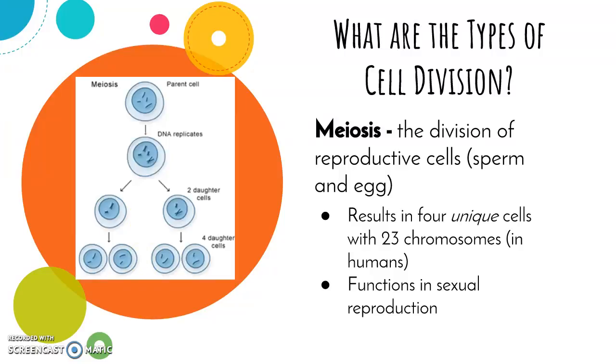This is just for humans. If I'm a fish, I'm going to have a different number of resulting chromosomes, but it'll still be half of the original chromosomes as the parent cell did. This is what allows for us to have so much variation in our species, is the new cells are completely unique from what the original cell was. The only time this is going to happen is for sexual reproduction, so in order for an organism to be able to reproduce with another partner.